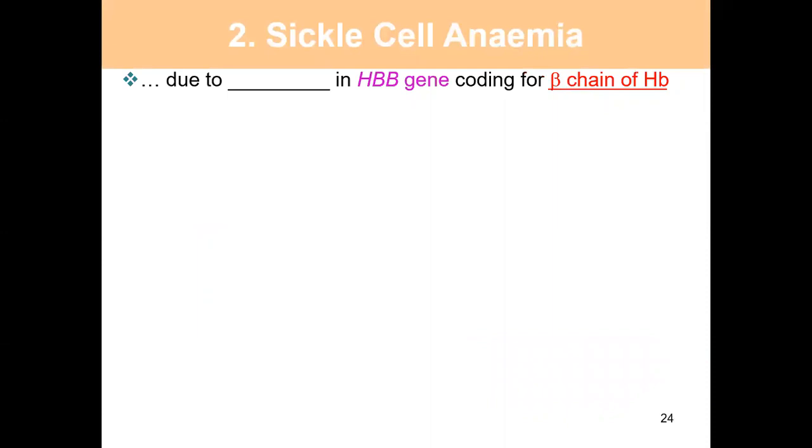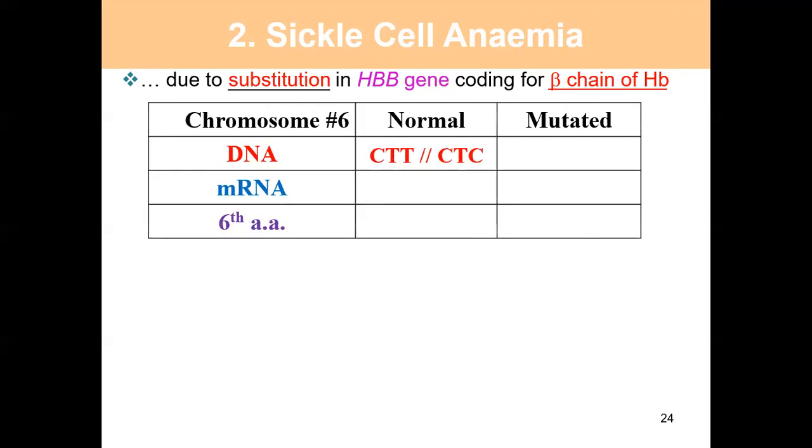Okay, so the second one is sickle cell anemia. So this is a revision because you've done it, right? Okay, sickle cell anemia is a phenotype and also a genetic disease due to a mutation in the allele, okay, in the gene HBB. HBB codes for the beta chain of hemoglobin. Hemoglobin is made up of 4 polypeptide chains, right? 2 alpha, 2 beta. So the beta chain is coded by the HBB gene.